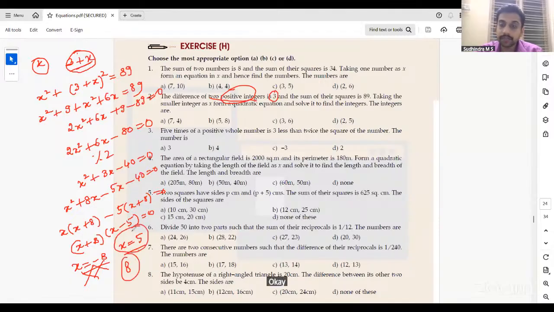Okay, are we clear? Yes. So 5 and 8 is the answer. Those who are writing it, you can complete. Others can come to question number 4.